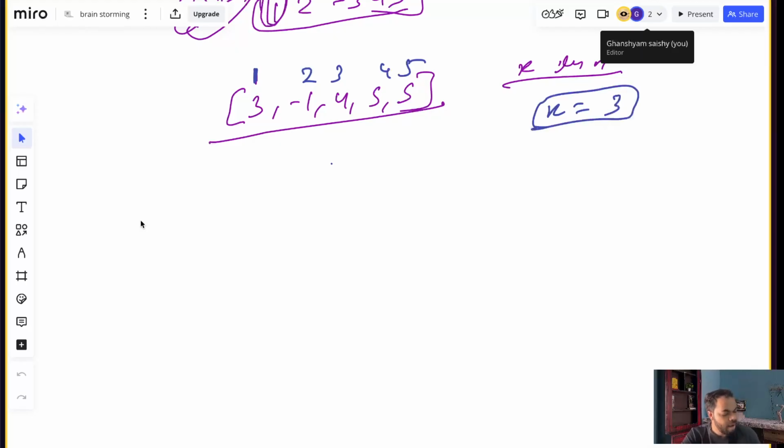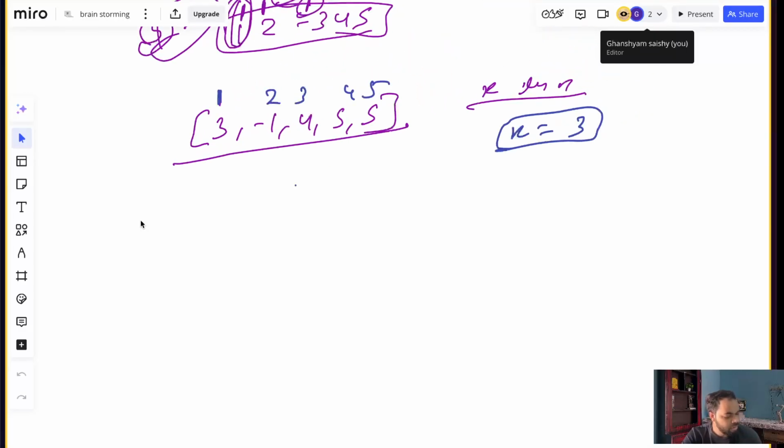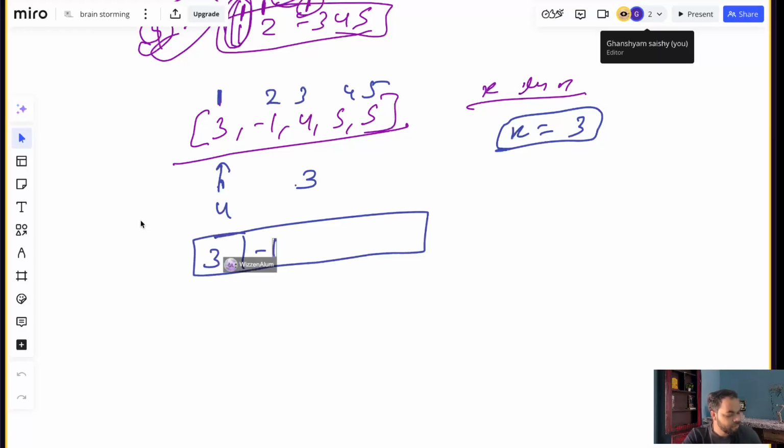Now, if you start doing it, then you will find, okay, this is our first index. It is not at its correct index. Then I'm just doing the cyclic sort here, and then we'll see. Okay, 4 comes here, 3 goes there. This is not the correct position. I'm just doing it in place only. 4, 5, 5. Now I'll do.